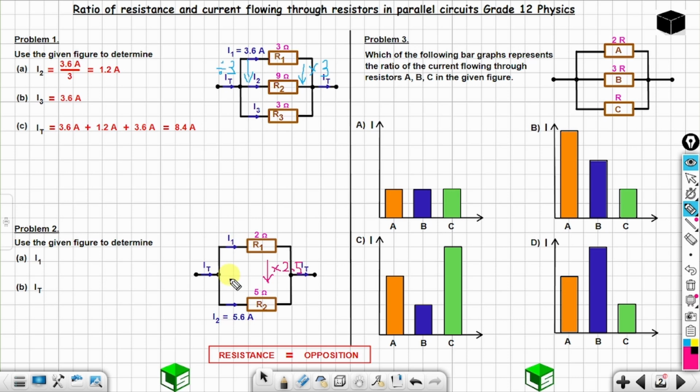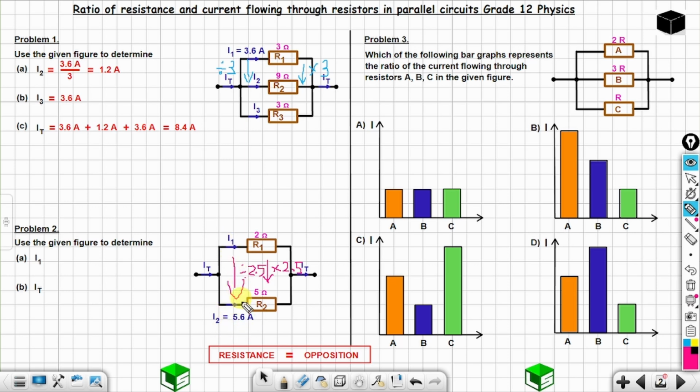Now from I1 to I2, because resistance and current are inversely proportional to each other, you are going to have division by 2.5. When resistance is increasing, the current is going to decrease. So what is I1? A value that is going to be divided by 2.5, and then you are going to get 5.6.